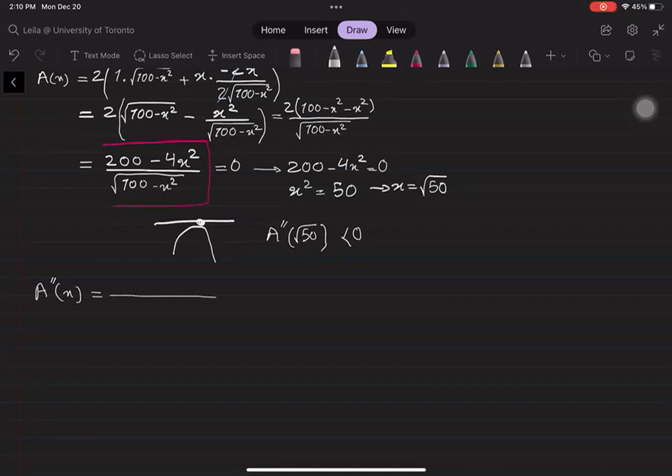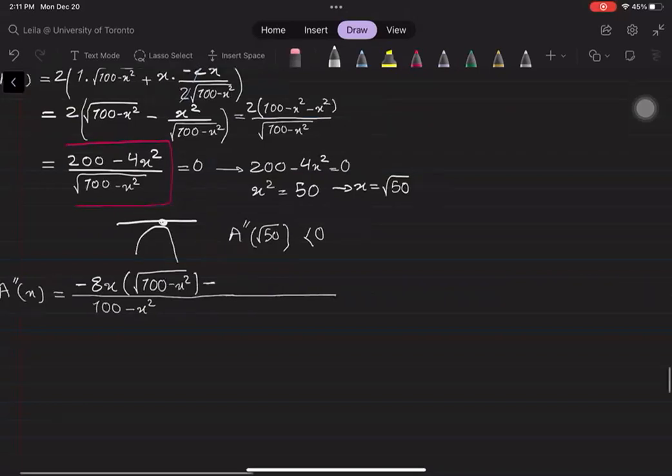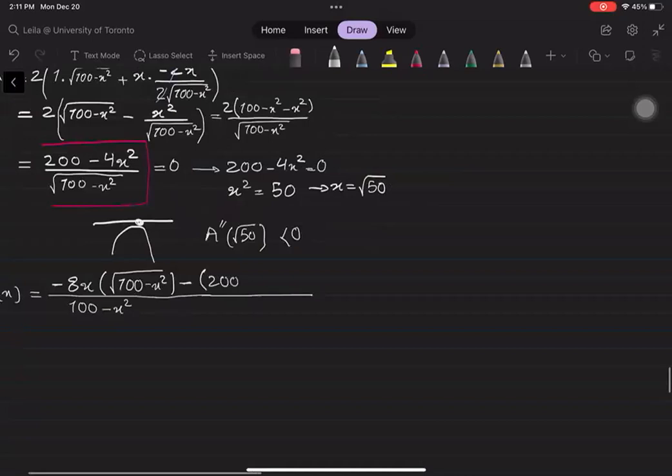And we do this by the quotient rule here. So here you have 100 minus x squared. And then you have the derivative of your numerator, which is minus 8x, times the denominator, 100 minus x squared, minus your numerator times the derivative of your denominator. So minus 2x, 2 square root of 100 minus x.